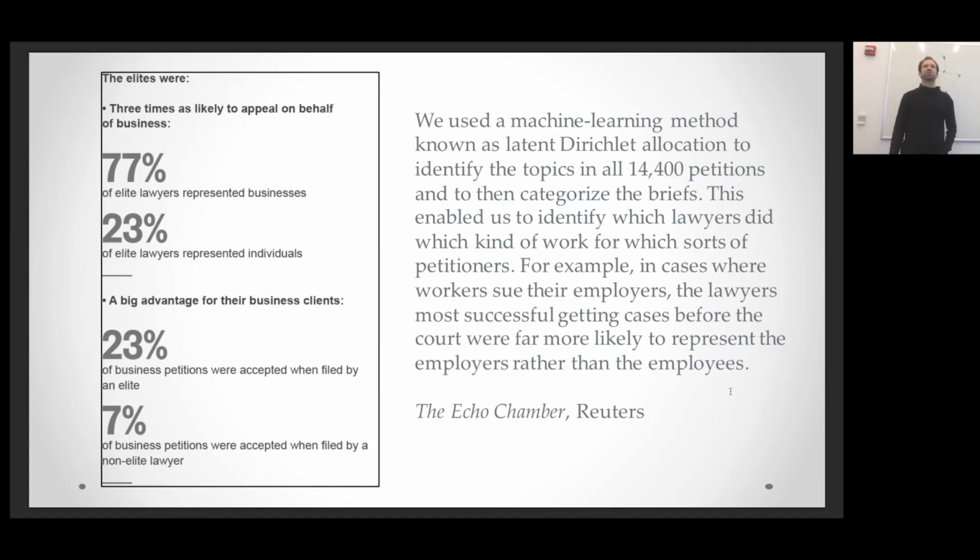There's only one use of it in journalism that I know of, and that was in another Reuters story, to look at the topics of a bunch of court cases before the Supreme Court, to try to understand which topics were actually accepted by the court.